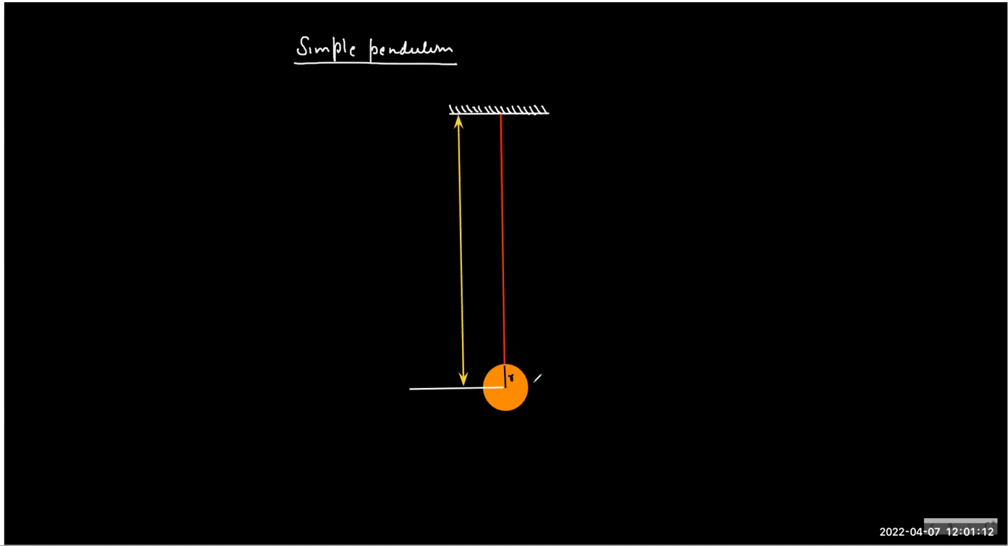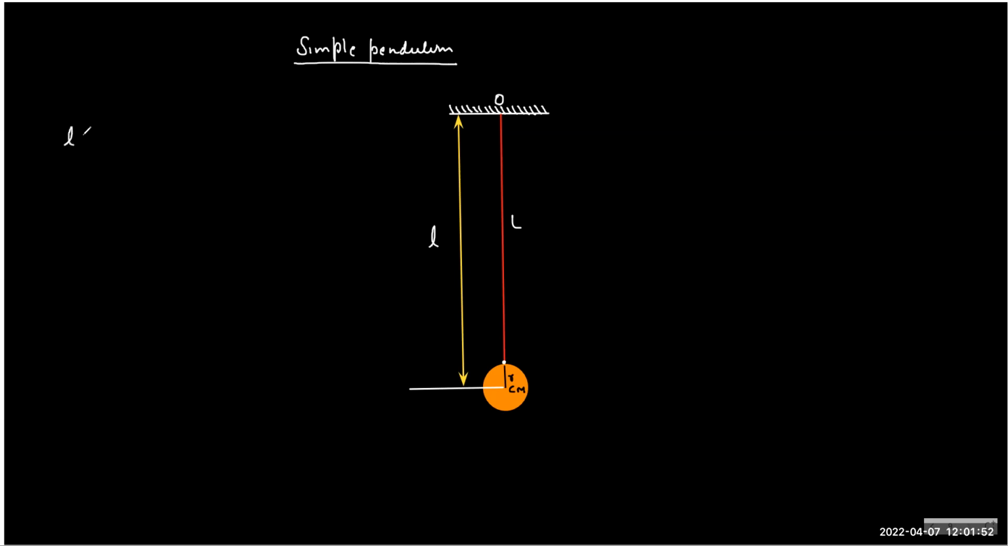So if it is a uniform sphere, this is the center of mass, and the distance between the point of suspension and the center of the oscillating body, now this could be anything. So what we are taking is the center of the oscillating body. This is called the length of the pendulum, small l. But because we have attached a string here, this length will be written as capital L. So the small l is a definition. Capital L is a geometrical value.